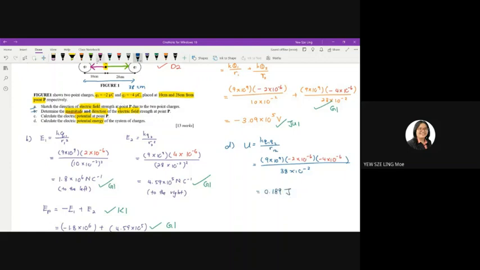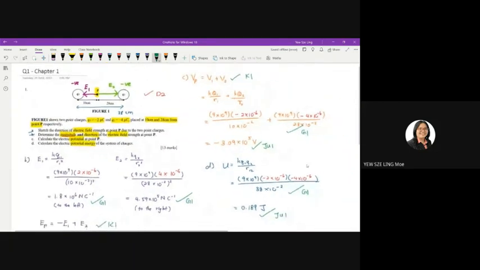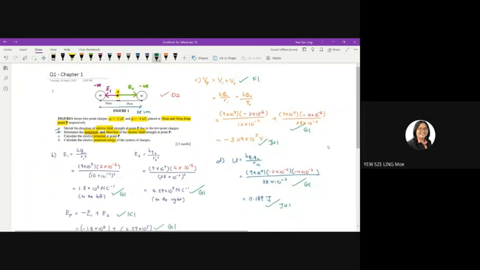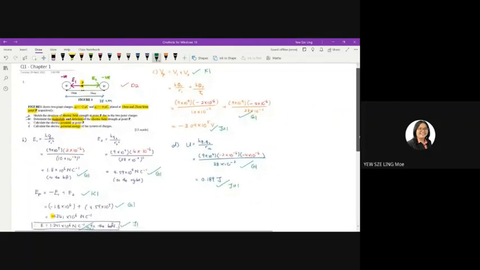0.189 joule. So for these questions, if you got the substitution correct, G1, final answer with the correct unit, JU1. Okay, so that is the answer for question 1. So I give you 2 minutes to go through the answer before we proceed to the next question.